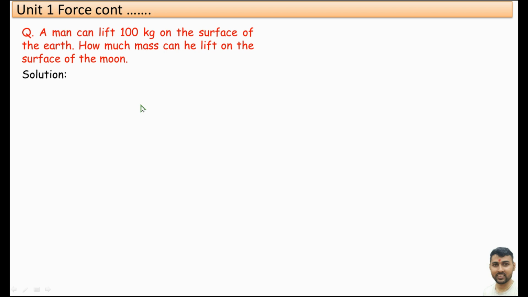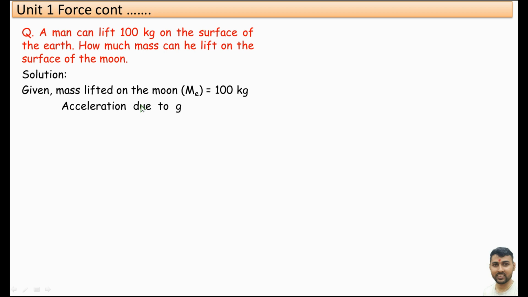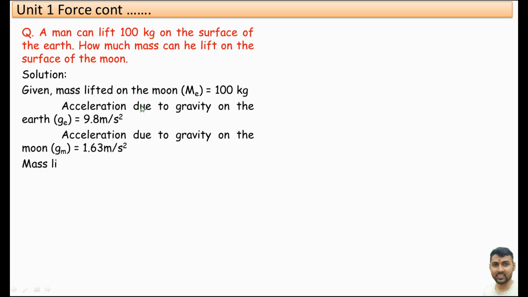First of all, solution. Given: mass lifted on the earth, Me, is equal to 100 kg. Acceleration due to gravity on the earth, g, is equal to 9.8 meter per second square. Likewise, acceleration due to gravity on the moon, gm, is equal to 1.63 meter per second square. It means 6 times less.